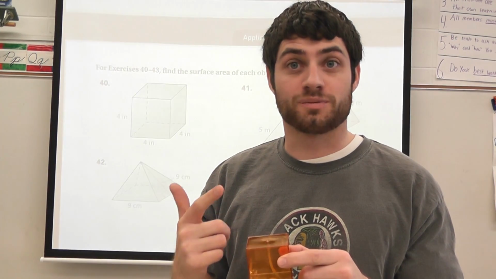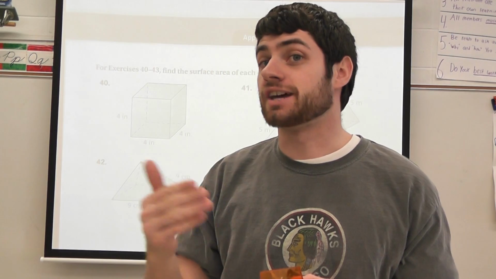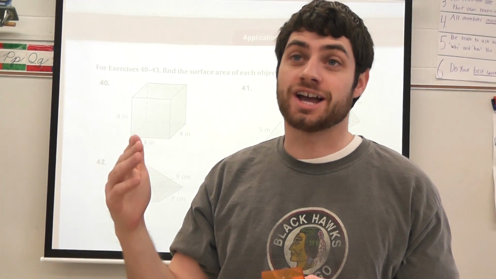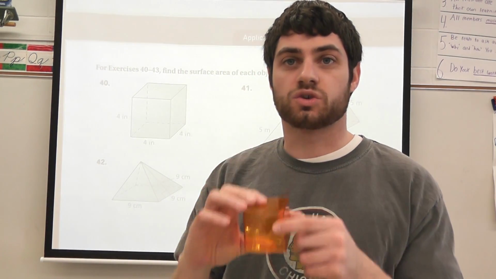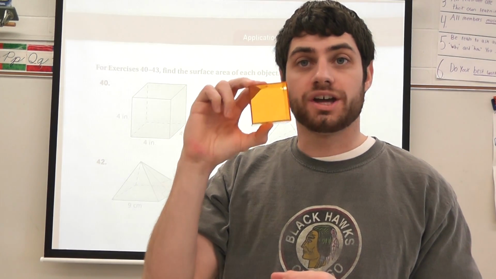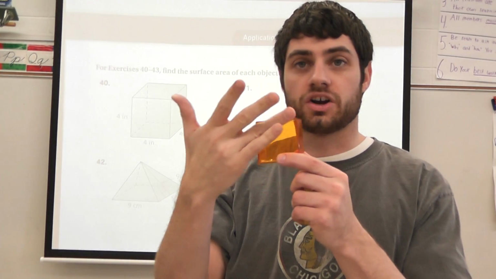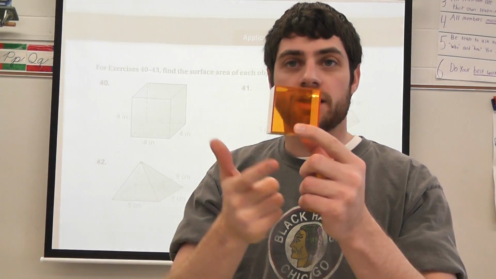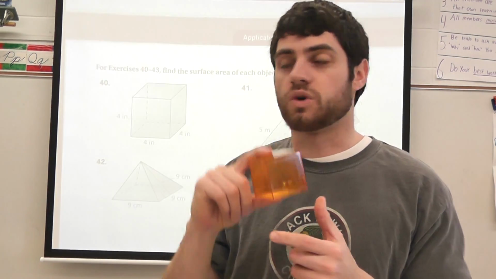Let's do a little mental math here. 6 times 16. Well, 6 times 10 is 60, and 6 times 6 is 36. So 6 times 16 becomes 96 inches squared. So the surface area of this cube is going to be 96 inches squared because we're looking at the surface area of all the faces or all the surface of this cube. Again, top, bottom, and all of our lateral faces as well.